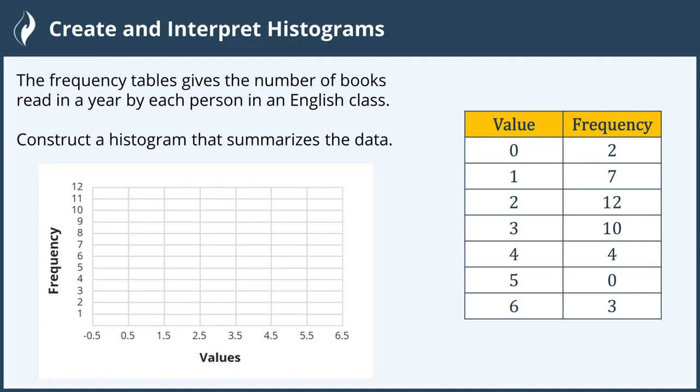Hi everyone! In this video we will create and interpret histograms. The frequency table gives the number of books read in a year by each person in an English class. Construct a histogram that summarizes the data.